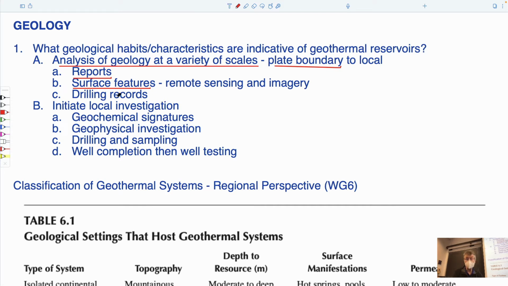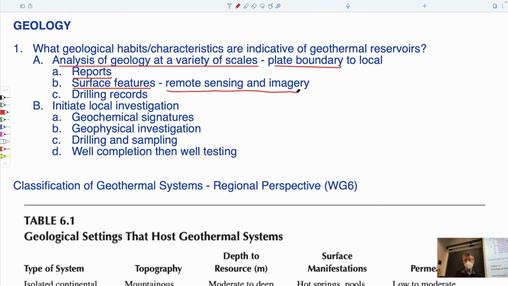springs and hot springs would tell you something about fluids that are close to the surface. Sampling waters from those fluids would say something about the geochemistry, where those fluids might come from, and what their temperatures might be at depth. You can do very fancy things with the geochemistry to determine the geothermometry of the region.